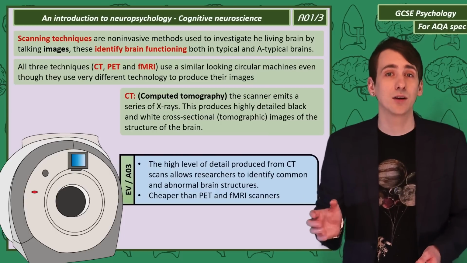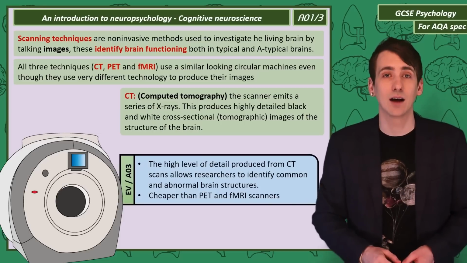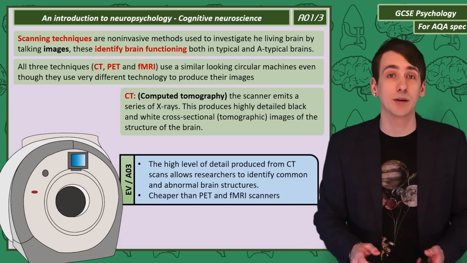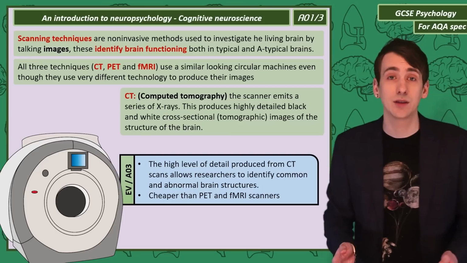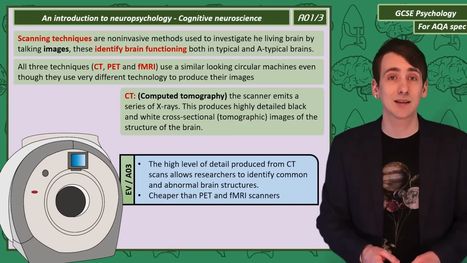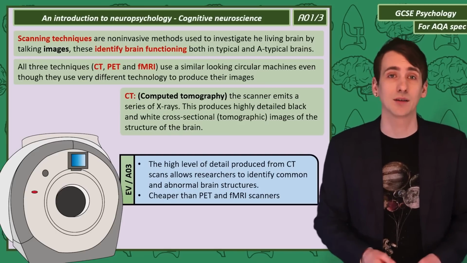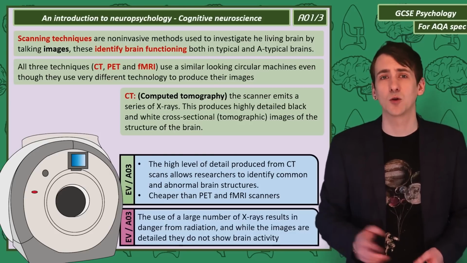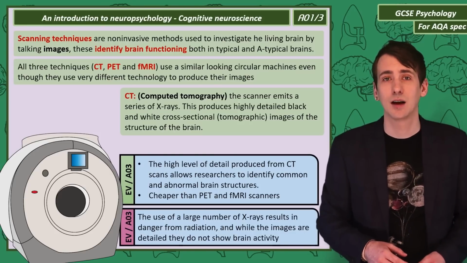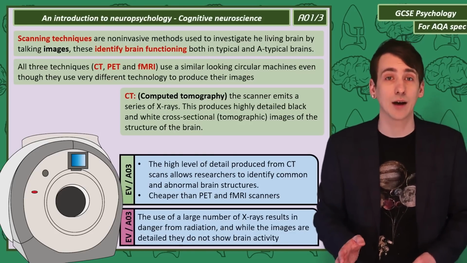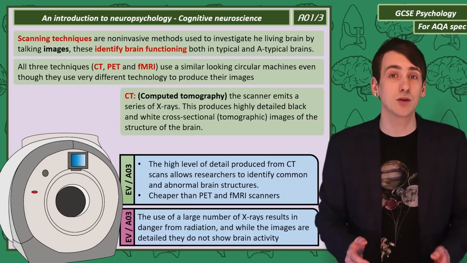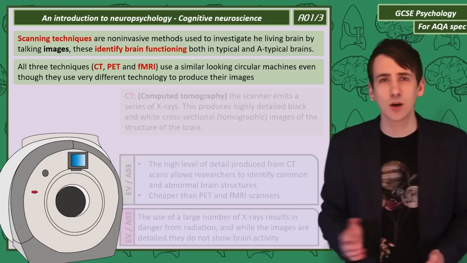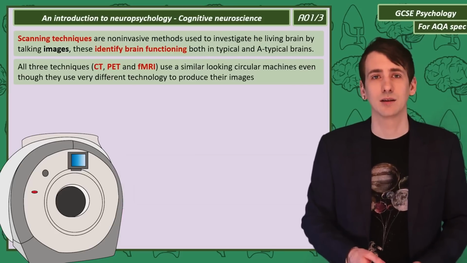A CT scan shows a very high level of detail. This gives researchers the ability to identify small, unusual structures. Another advantage is it's cheaper to perform a CT scan than a PET or an fMRI scan. However, there are some serious drawbacks to CT scans. As you can imagine, firing a large number of X-rays at someone's brain is a radiation risk. And while the images of brain structure are sharp, they don't show brain activity.